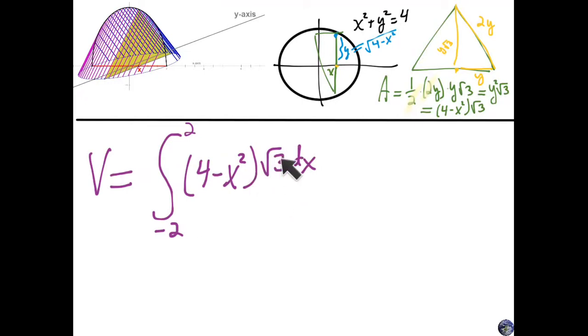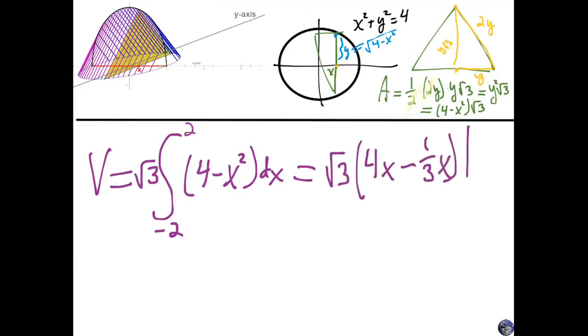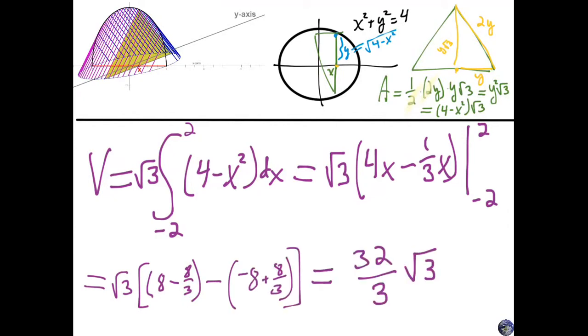Now, the root 3, that's just a constant, so I might as well just pull that outside the integral sign. And at this stage, it's just an easy peasy lemon squeezy integral. So the integral of 4 is 4x. The integral of x squared is... Oops, I just noticed I made a boo-boo.